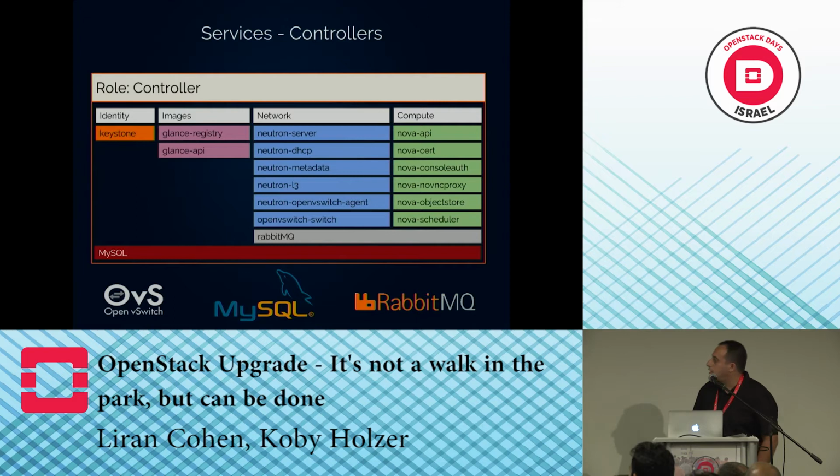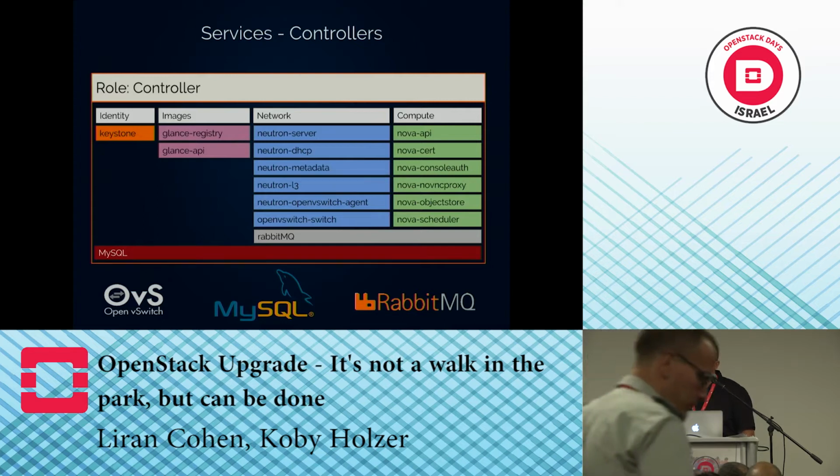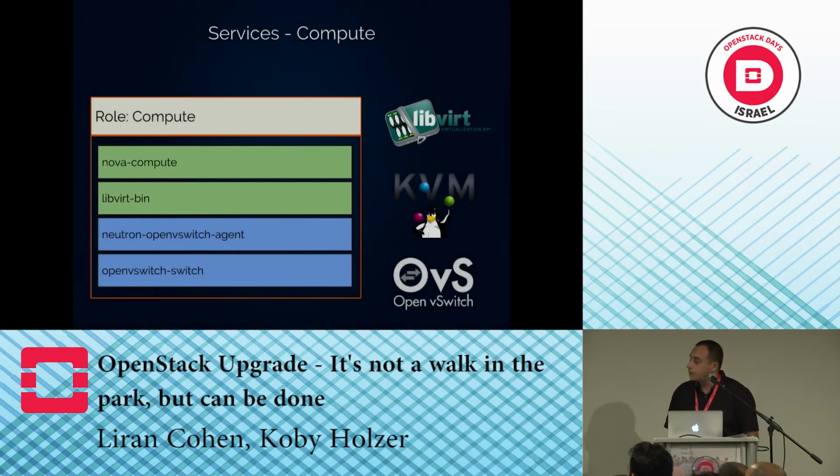A bit about the services that we run on the controller. I'm not going to list the services, but you can see, of course, the data layer is MySQL, and the message queue we use is RabbitMQ. This is for the controller. And for the compute, of course, it's much fewer services, as you can see here.